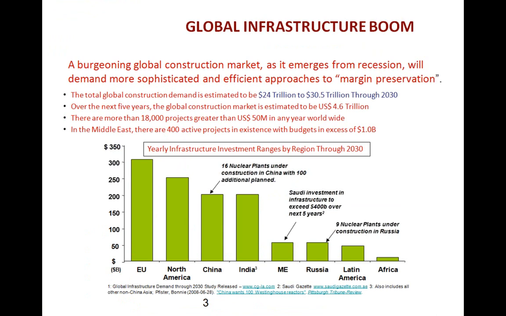What is the problem in the construction industry? Well, here's a slide that I'm not going to read to you, but I just wanted you to notice that the total global construction demand is estimated to be 24 trillion to 13.5 trillion through 2030. So these are enormous, enormous numbers. Just look at this picture here, how the developing countries are coming up and spending more and more money in this area. So it's a big problem.